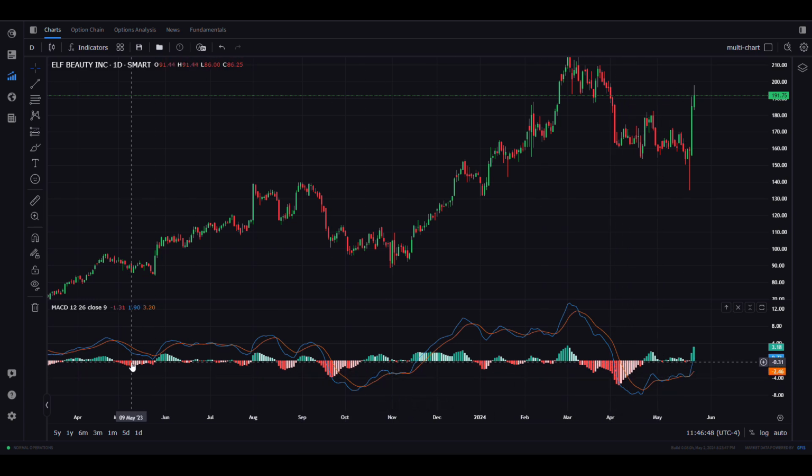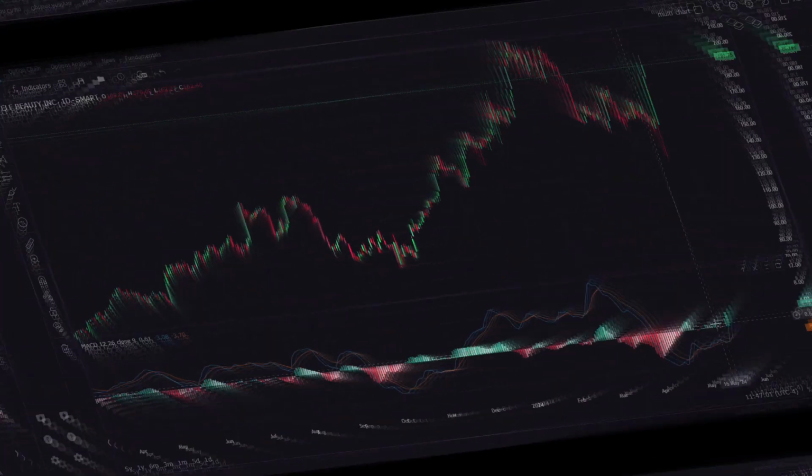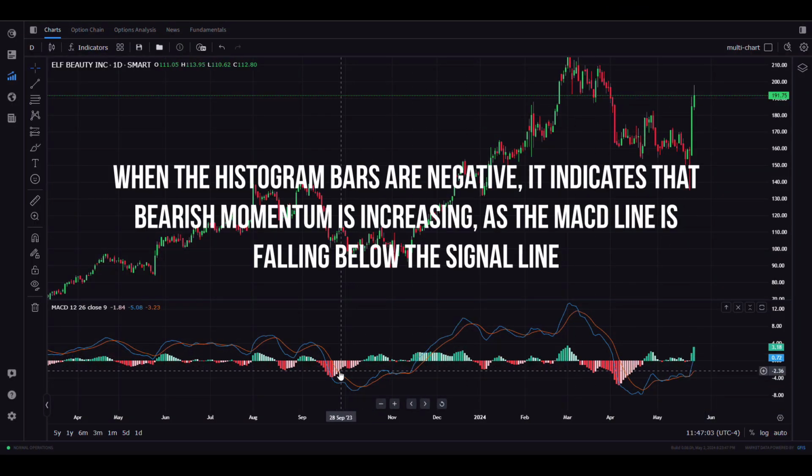Traders use the MACD histogram to gauge the strength and direction of momentum in the market. When the histogram bars are positive, it suggests that bullish momentum is increasing, as the MACD line is rising above the signal line. Conversely, when the histogram bars are negative, it indicates that bearish momentum is increasing, as the MACD line is falling below the signal line.